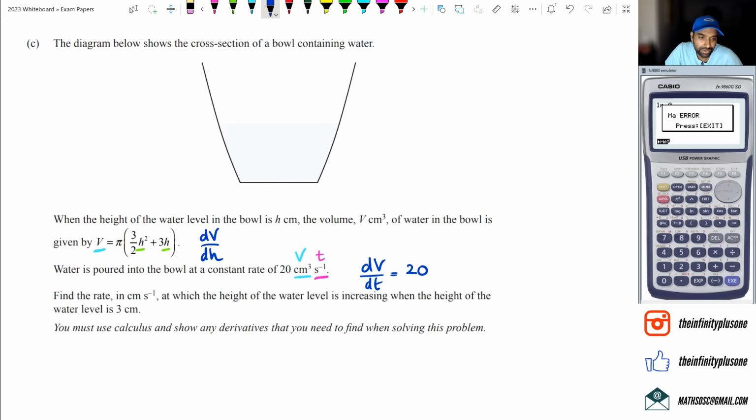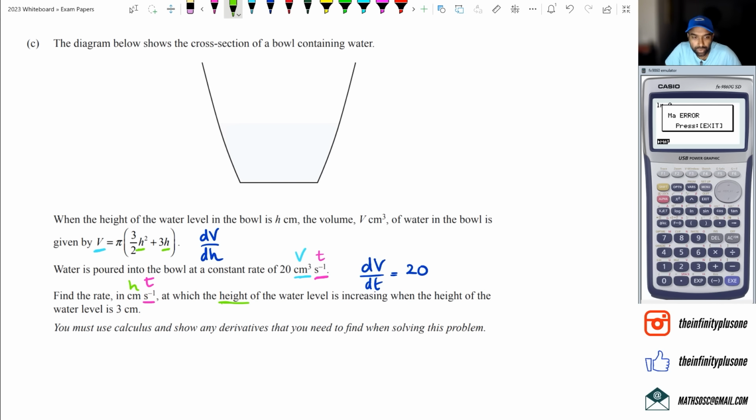And the last thing is, if I read the question, it goes, find the rate in centimeters per second. Okay, so if I go here, my time was in t. Centimeters, now obviously that's not volume. In this case, I'm looking at the height, because it actually says that.